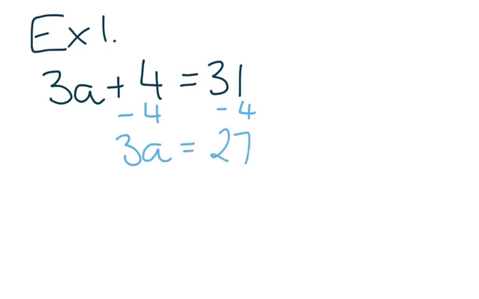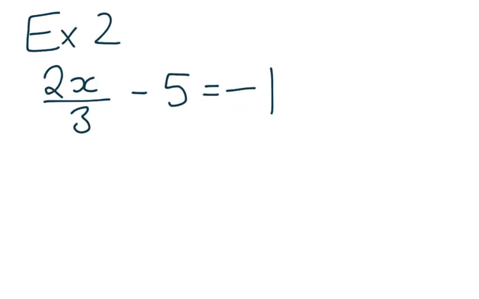And then that's 3 times a equals 27. So to get rid of the 3, we divide because we do the opposite. So then we just get a equals 9. And the good thing, remember, with these questions is you can put the answer back into the original question and check it. So we could do 3 times 9 equals 27. 27 plus 4 is 31. We know we got that right.